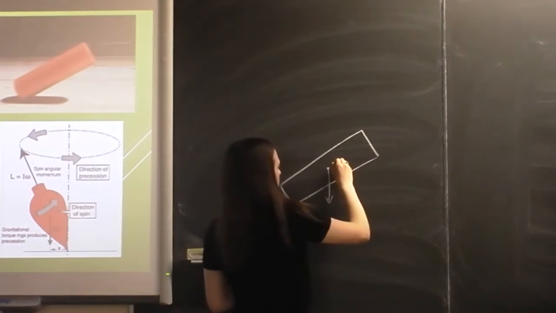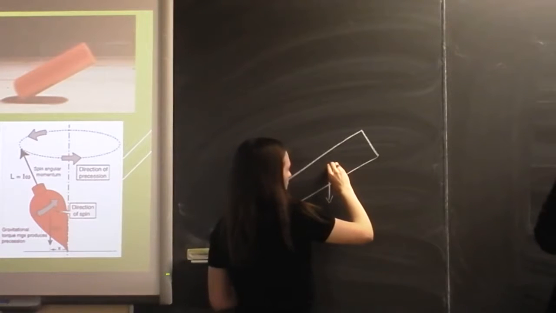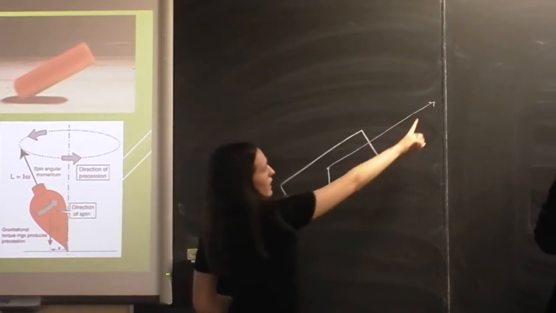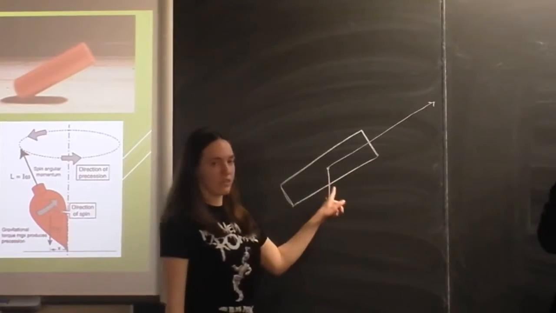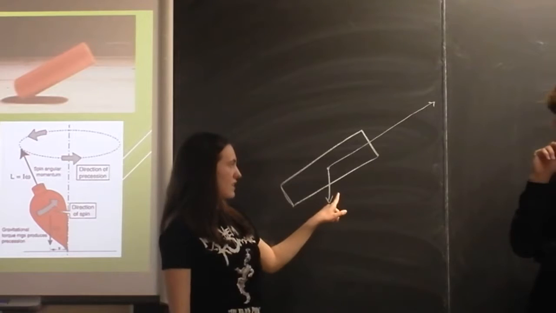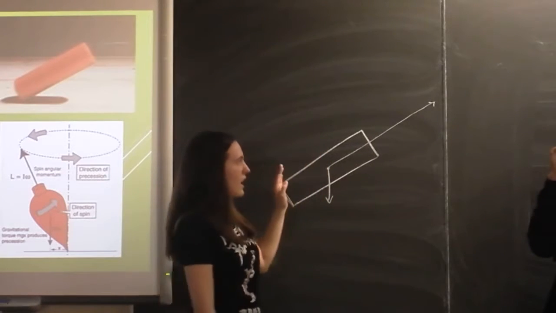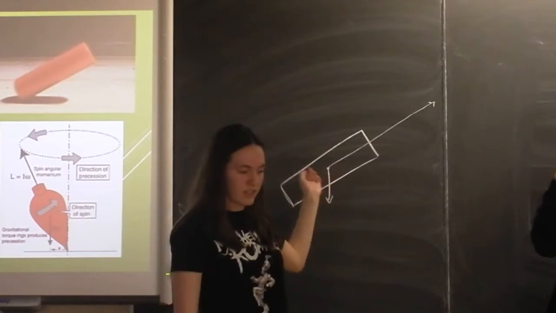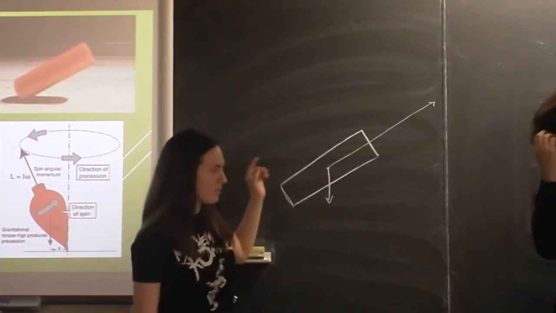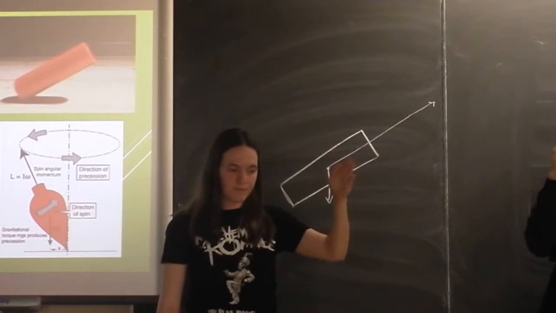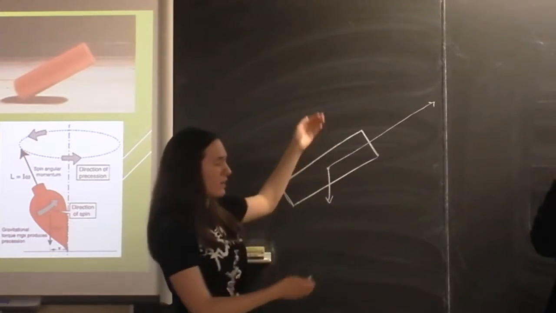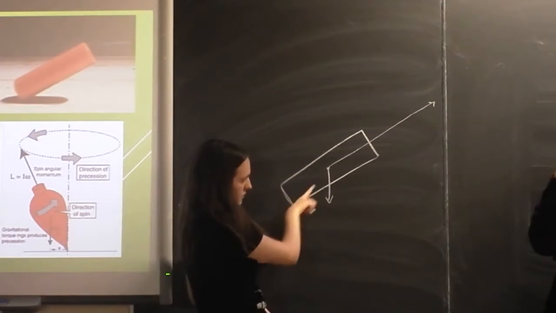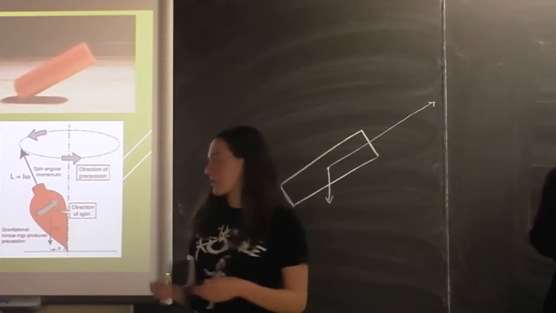When the angular momentum is big enough that the y component of it is bigger than the y component of gravity, the object will stay up. As the object's angular speed decreases, the momentum will get smaller and the y component will decrease. That's why this angle here, the angle of precession, will decrease as time goes on.